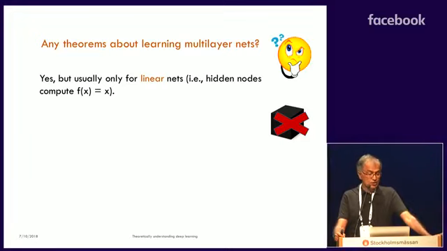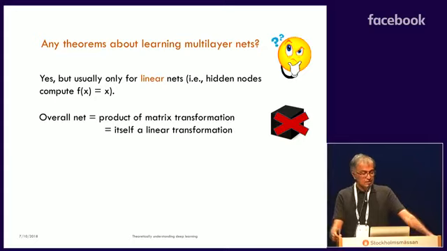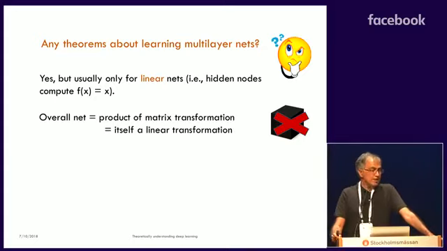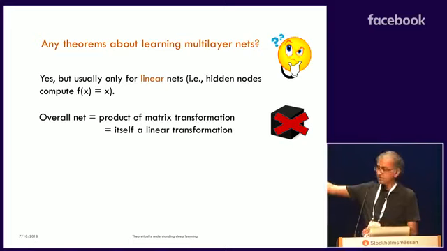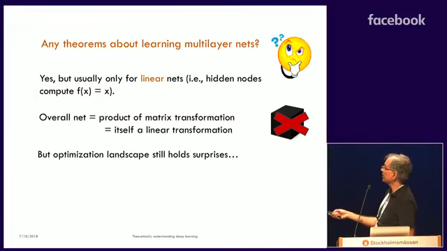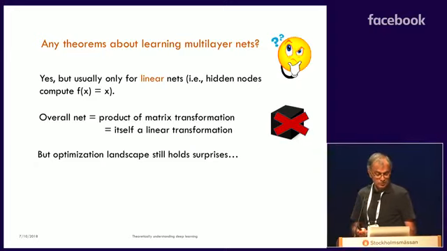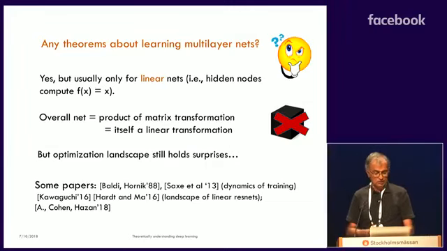Okay, and finally, any theorems about learning multilayer nets? Yes, but usually only for linear nets. That is, the hidden nodes are not computing a nonlinearity, but just identity. And so the overall net is just a product of matrix transformations, matrix, matrix, matrix, which are being multiplied. Just the d-dimensional version of matrix completion you can think of. And so it's non-black box. Now we understand this mathematically. But still, this optimization landscape holds surprises, and we'll talk about some more surprises later on. And there's been a bunch of papers, which I won't talk about.